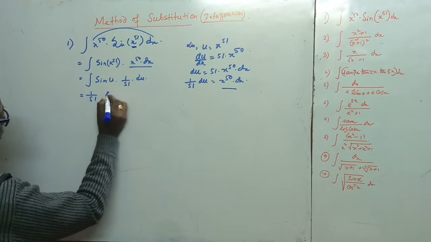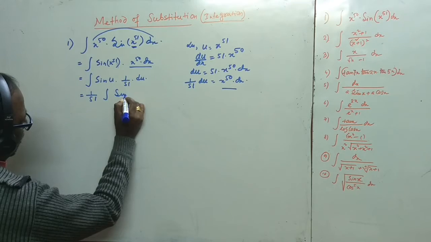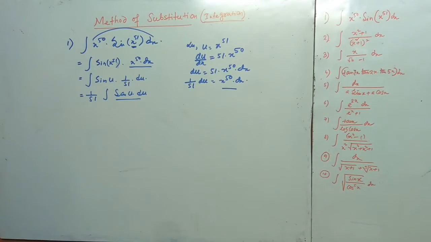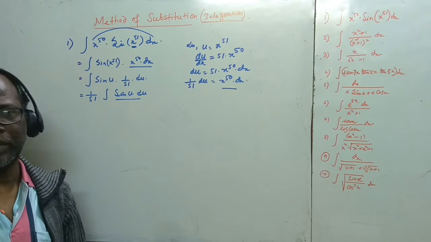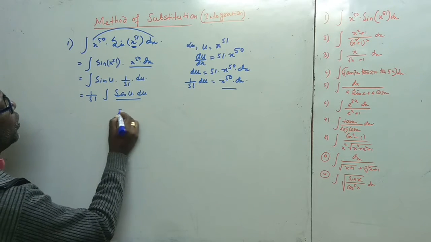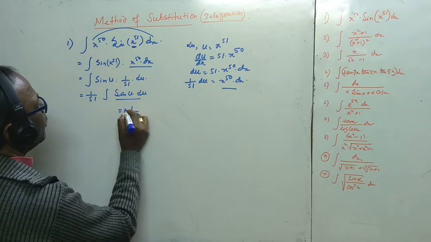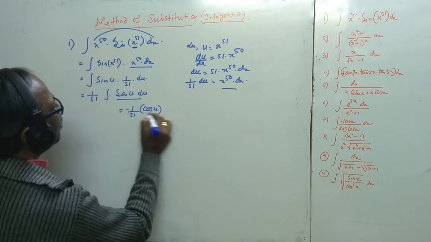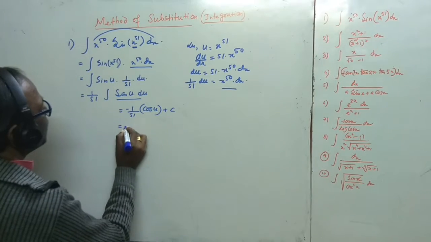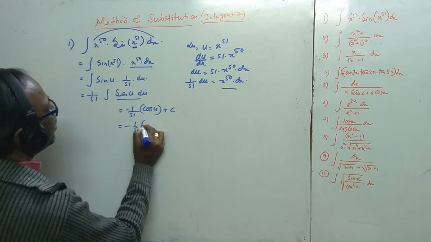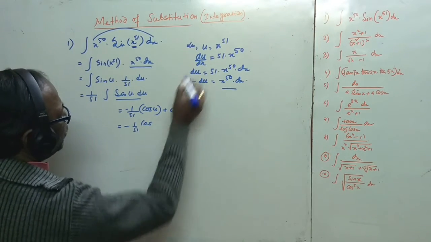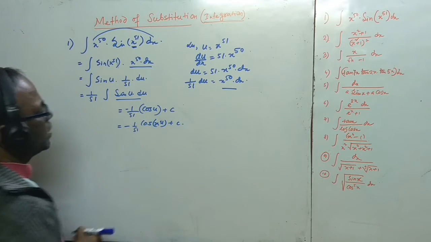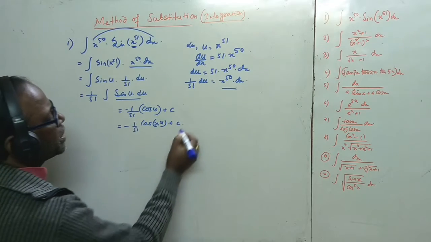So 1 by 51 integral sin u du, and you know the normal form, integration of sin x is minus cos x. So put the formula here: minus cos u plus c, that is minus 1 by 51 cos u, and u means x to the power 51, plus c. This is the answer, okay. And c is called the integration constant.